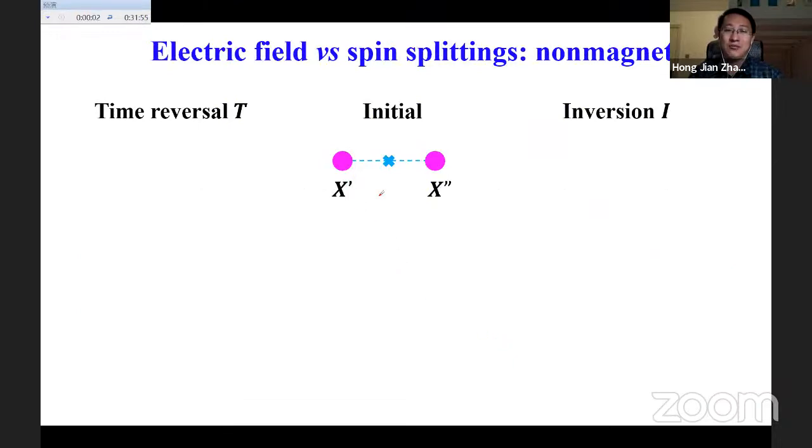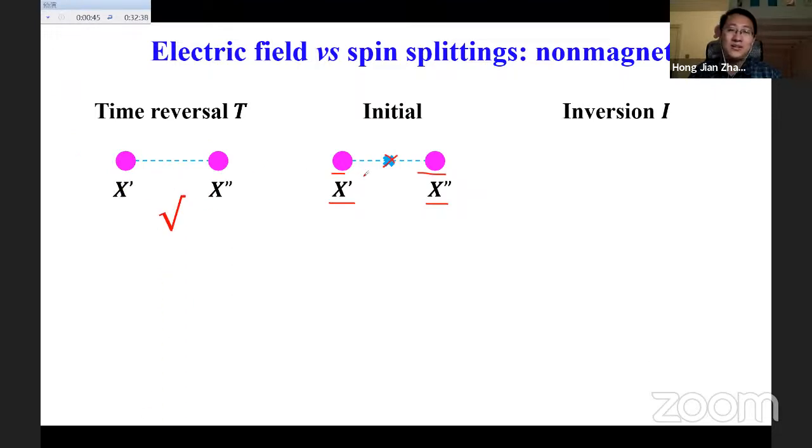To understand this question, we first revisit the electric field versus spin splitting. We look at the non-magnetic material. We investigate the effect of time reversal and inversion on the non-magnetic configuration. Here we consider a configuration containing X atoms. These two X atoms are the same, but to distinguish them by eye, we label them X prime and X double prime, and the inversion center is located here. If we do a time reversal transformation, because time reversal doesn't change the spatial position, this system remains unchanged.